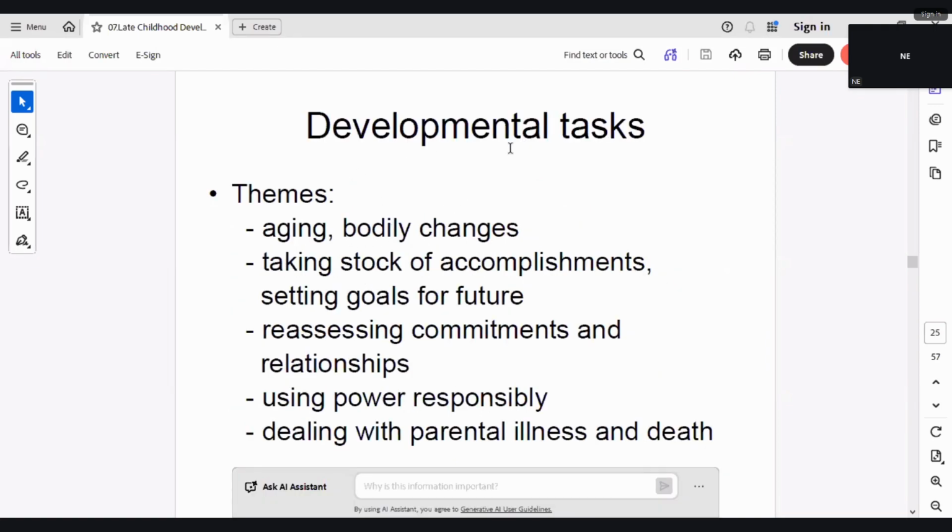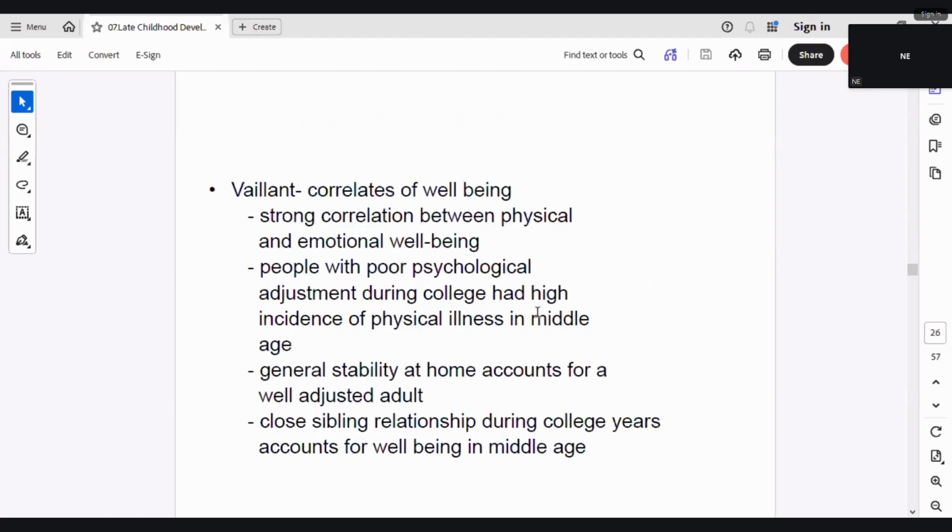So developmental tasks here are things like aging and bodily changes, taking stock of accomplishments, setting goals for the future, reassessing commitments. How do you use power responsibly if you're like the CEO of a company? Are you fair? Are you not? And also, at the same time, dealing with your own parents' illnesses or, God forbid, death.